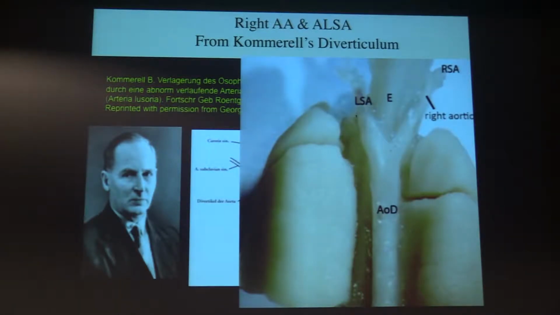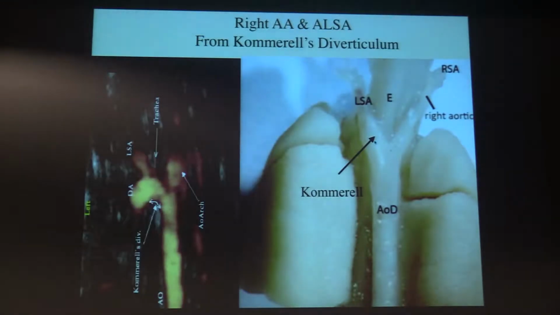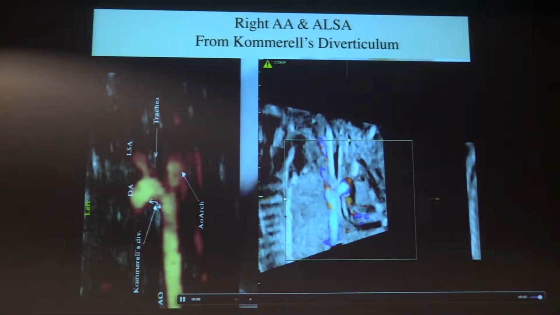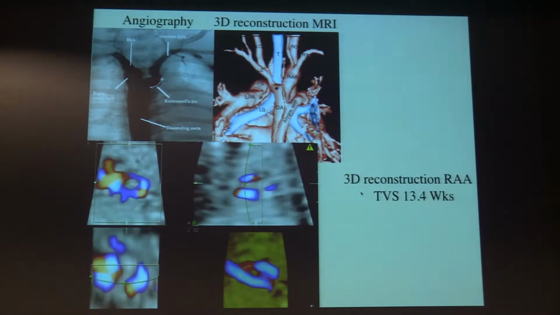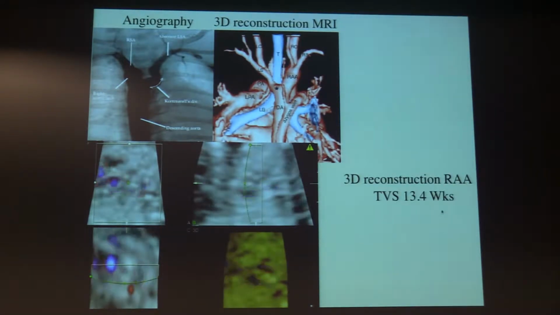And you can see here the left subclavian artery with the Kommerell diverticulum from the backside, from behind. You can see the Kommerell diverticulum by power Doppler, and you can see it by high definition here. And this is by angiography and 3D reconstruction of right aortic arch from behind. And we want to compare it to 3D reconstruction of right aortic arch by transvaginal scan at 13 weeks.